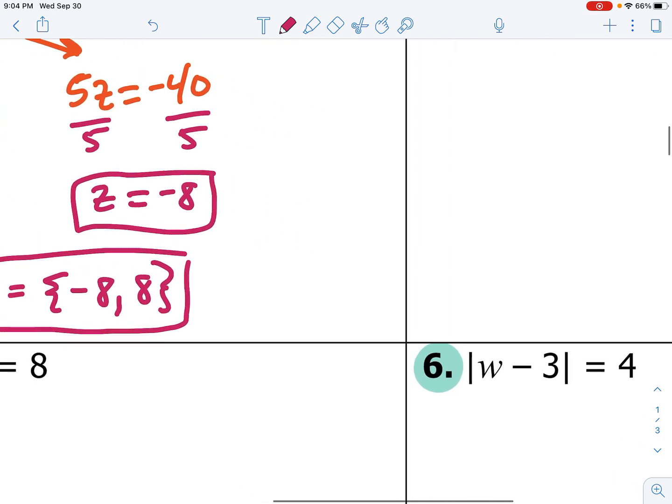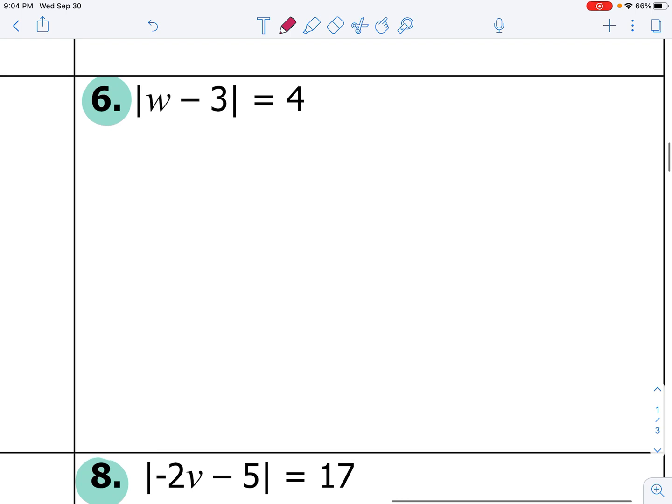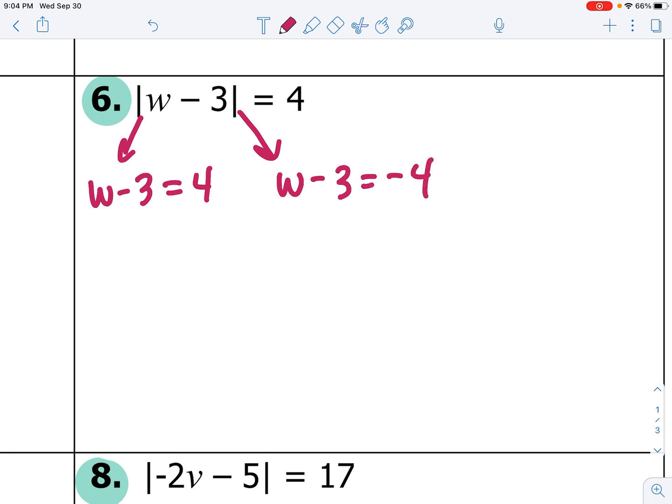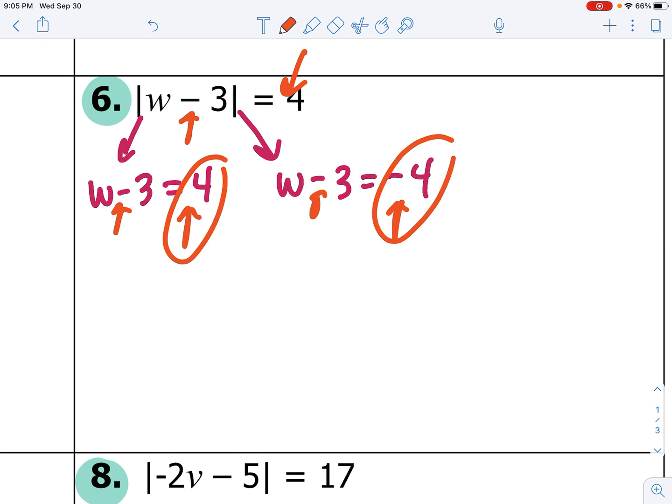So the next one I want to do along with you is number 6. So I'm going to start the same way. We always start our absolute value equations by making two cases. W minus 3 equals 4 and W minus 3 equals -4. Notice that every time I have worked these problems, every time I set up my two cases, the only sign that changes is the sign on the answer side. I did not change the negative in front of 3 to denote -3. The only sign that I changed is right here in front of 4. 4 became -4 in the second case.